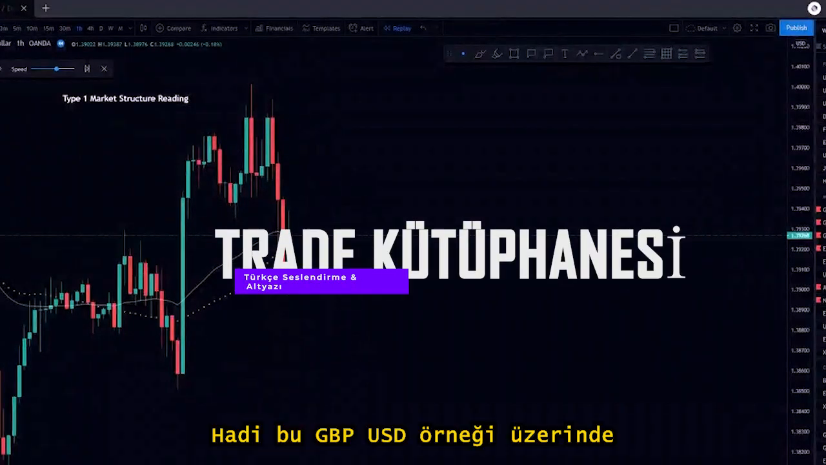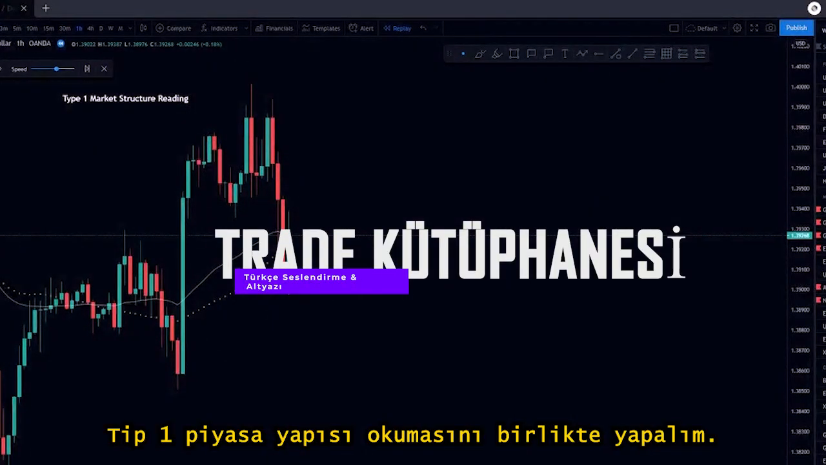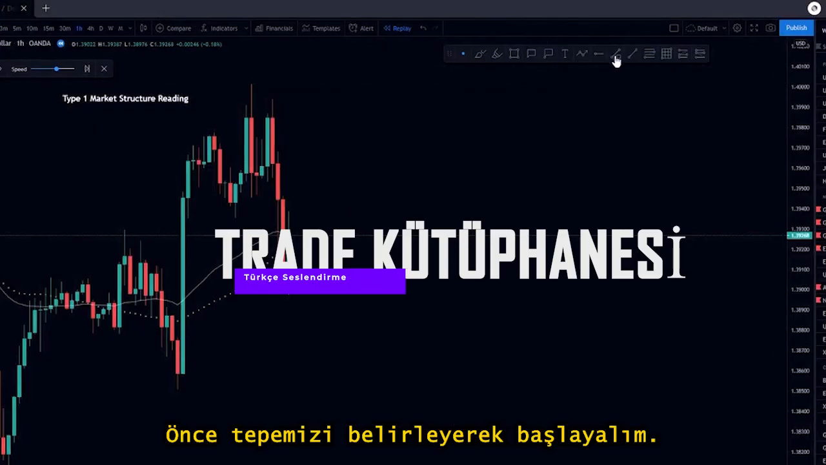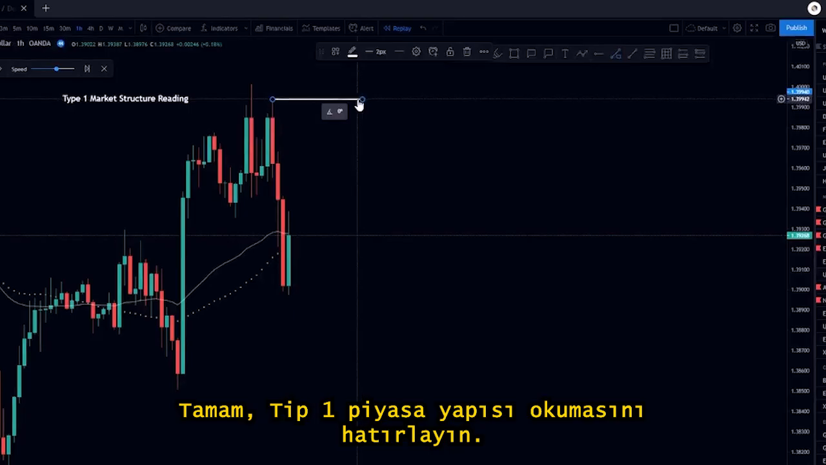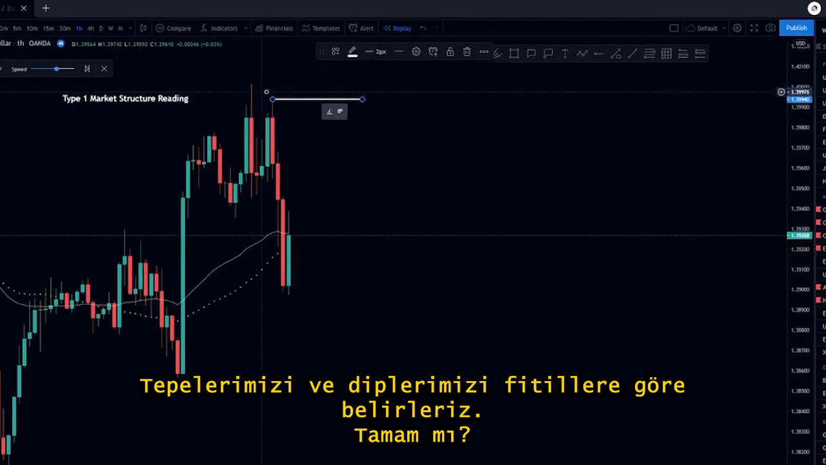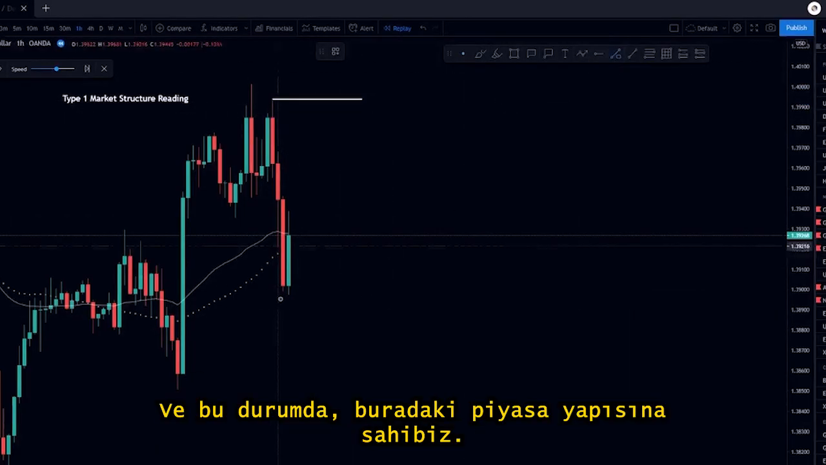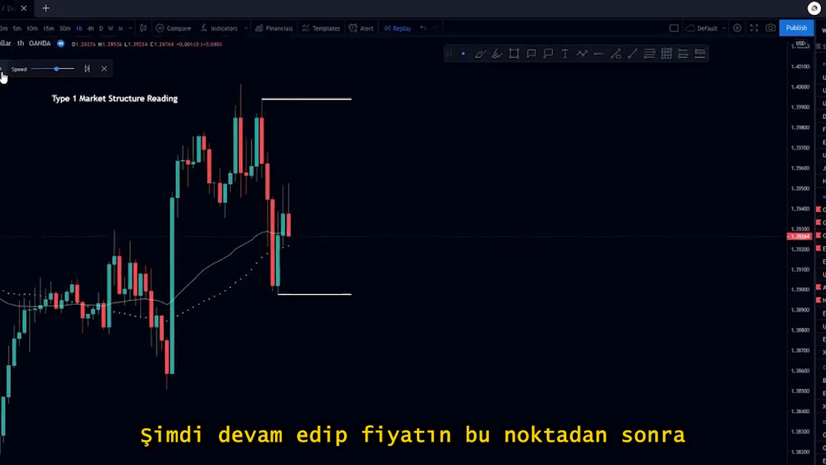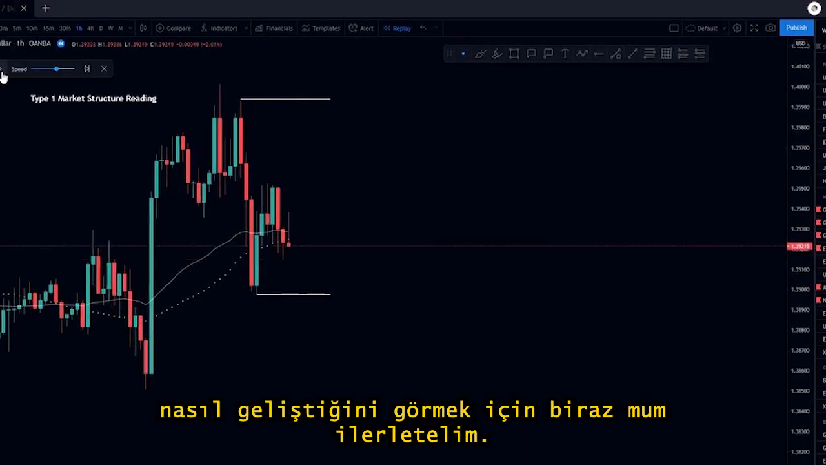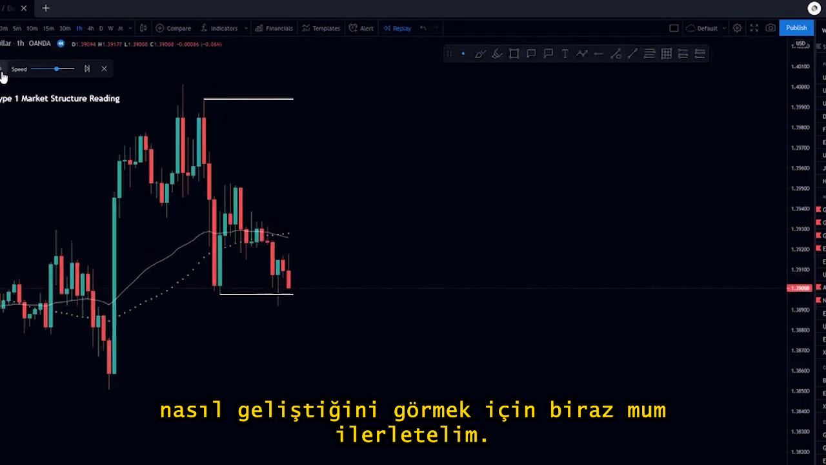Let's go through the type 1 market structure reading together on this GBPUSD example. So let's first start by identifying our high. And remember, in type 1 market structure reading, we identify our highs and our lows based on the wicks, so from wick to wick. In this case, we have this market structure here, and we'll just go ahead and print some candles to see how price develops from this point.